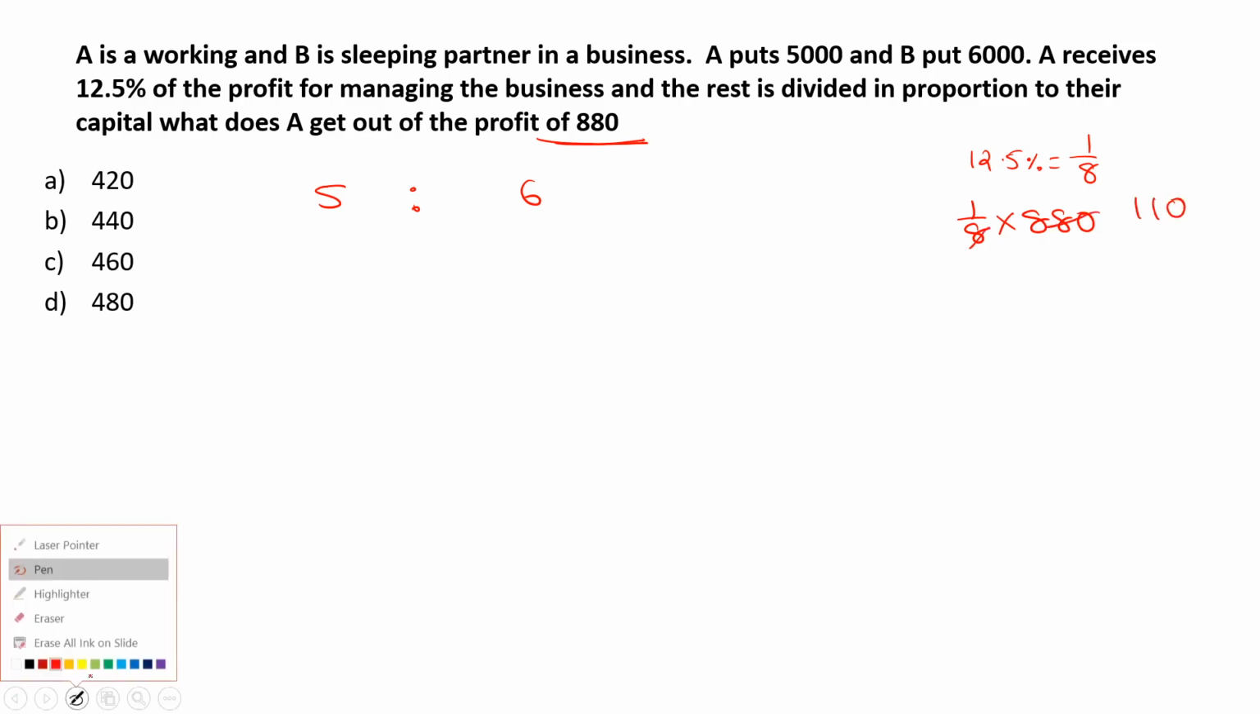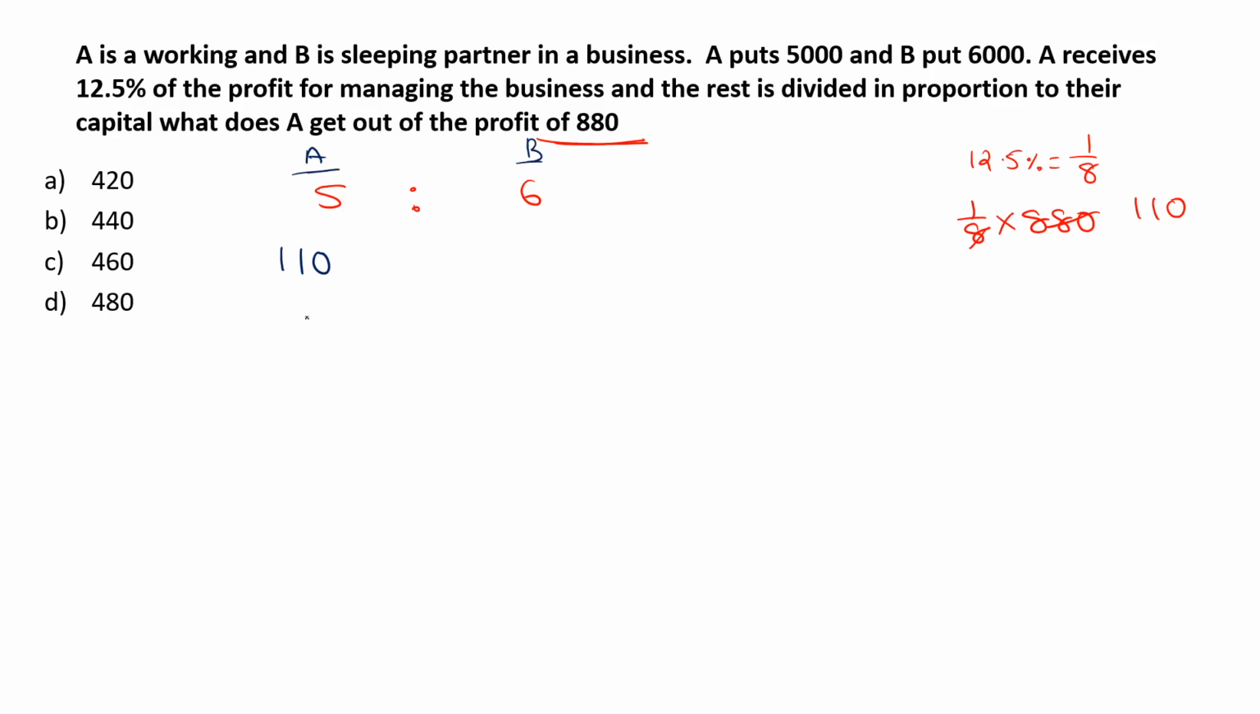That means 110 rupees are given to A for managing the business. Then out of 880 rupees, when you give 110 to A for managing the business, 770 rupees are left to be distributed between A and B. That amount should be distributed according to the ratio of their investment, that is 5:6. That means 5 plus 6 is 11.